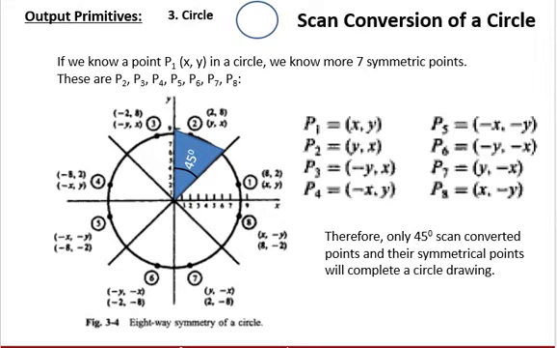Here we can see that those points are opposite. Here we have xy, which is the plus section. In the opposite direction we have minus x minus y. Here we have yx. In the opposite direction we have minus y minus x. Here we have y minus x. In the opposite direction we have x minus y. Here only 45 degrees of scan conversion points need to be computed, and the symmetrical points will be computed while drawing the circle.